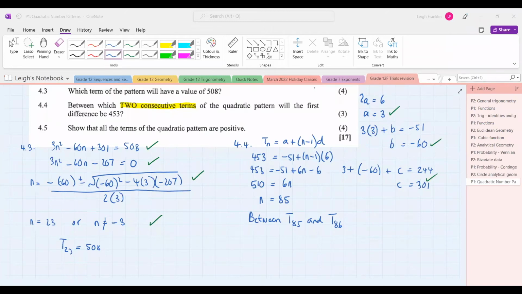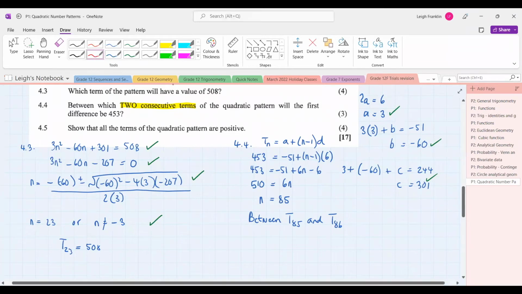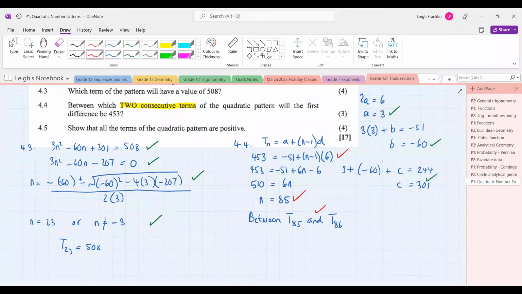All right. Okay, so that was out of 3 marks. So here there would be a mark for subbing in, a mark for working out that n was 85, and then a mark for our answer like that. Okay, good stuff. We're nearly there, Matrix. We've just got to do question 4.5 now. So here they ask us to show that all the terms of the quadratic pattern are positive.